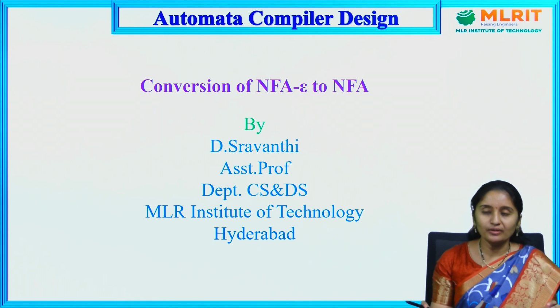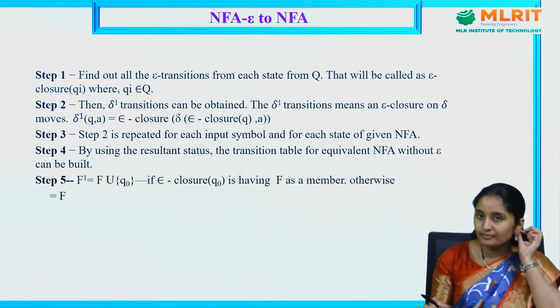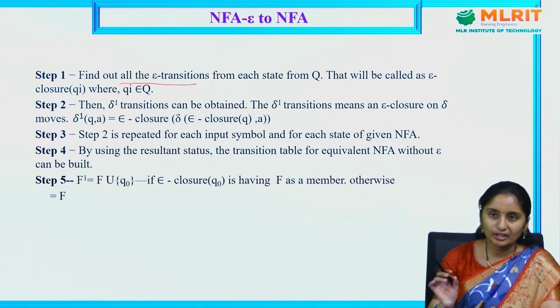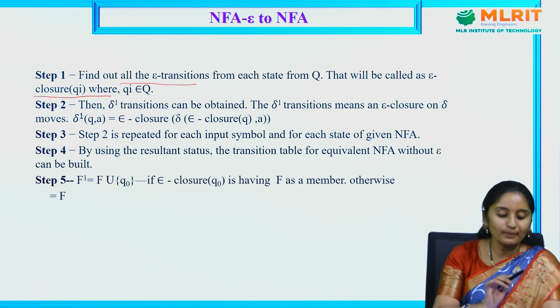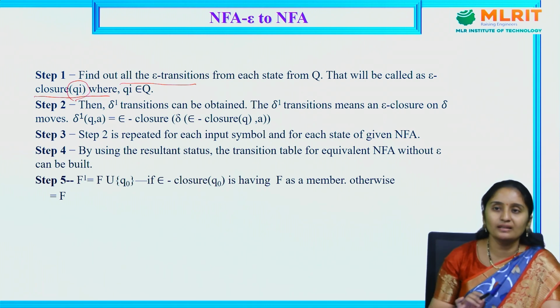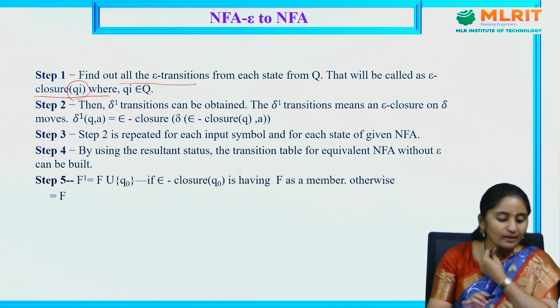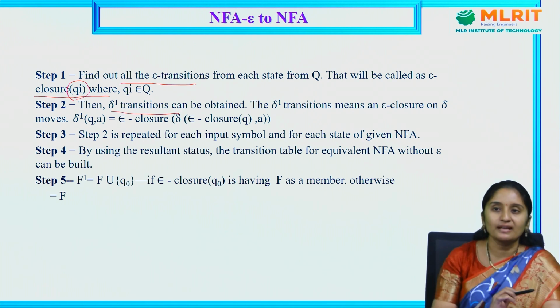Today our topic is conversion of NFA with epsilon to NFA. So what are the steps required to convert it? First, we need to find out the epsilon transitions for the given NFA diagram. Then afterwards, we are going to find out the epsilon closure of each and every state in the given NFA with epsilon diagram. Then after, we are going to find the transition functions, delta 1 transition functions.